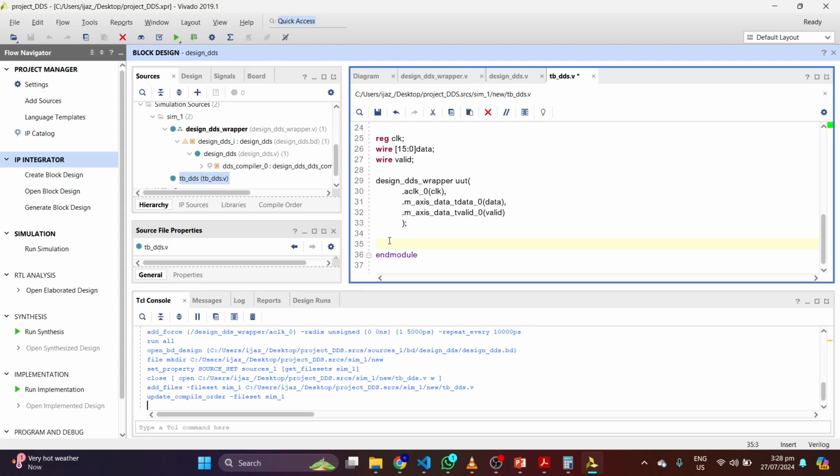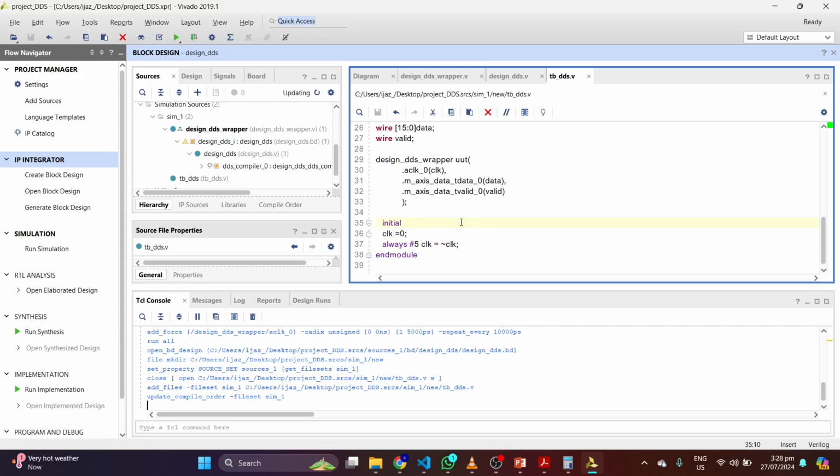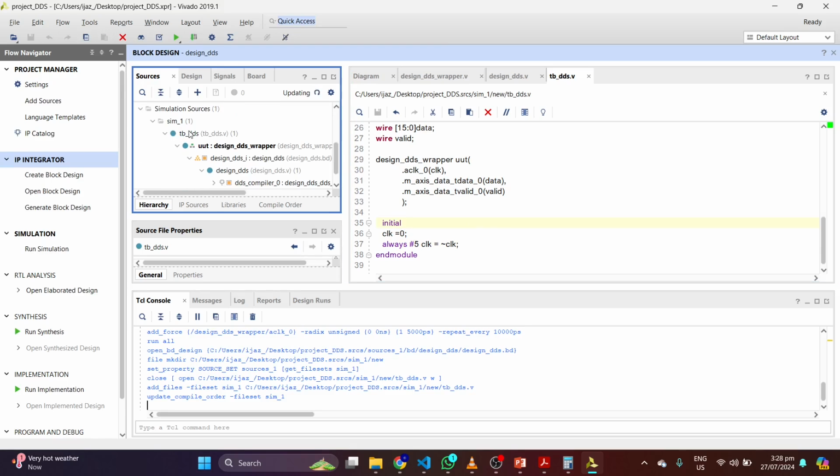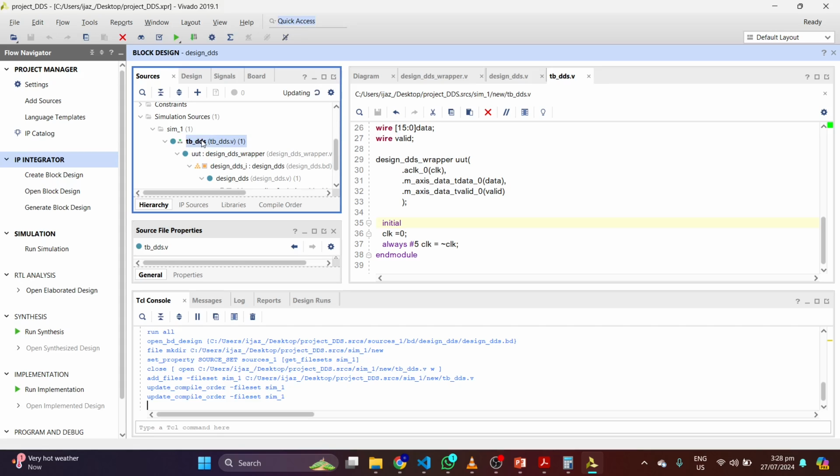now I have to generate a clock signal. I will put initial clock is equal to 0, then always, 15 nanoseconds is half of the clock signal, which is equal to the inverse of this clock. Okay, now you can see that our system is inside this module, this test bench.